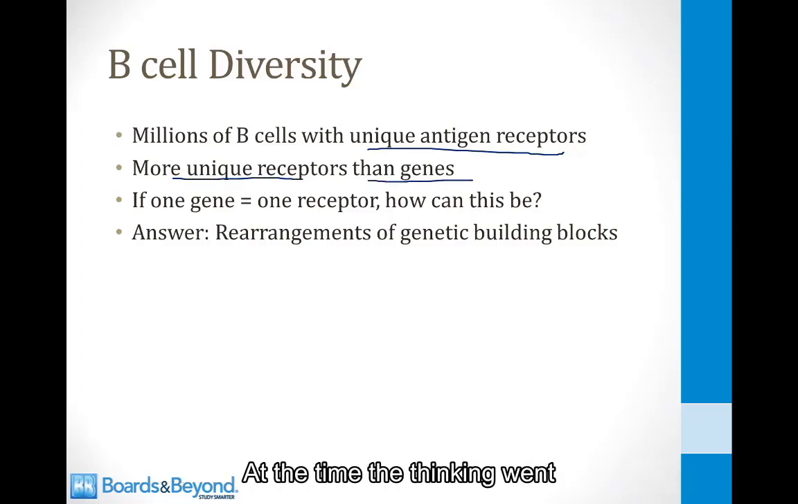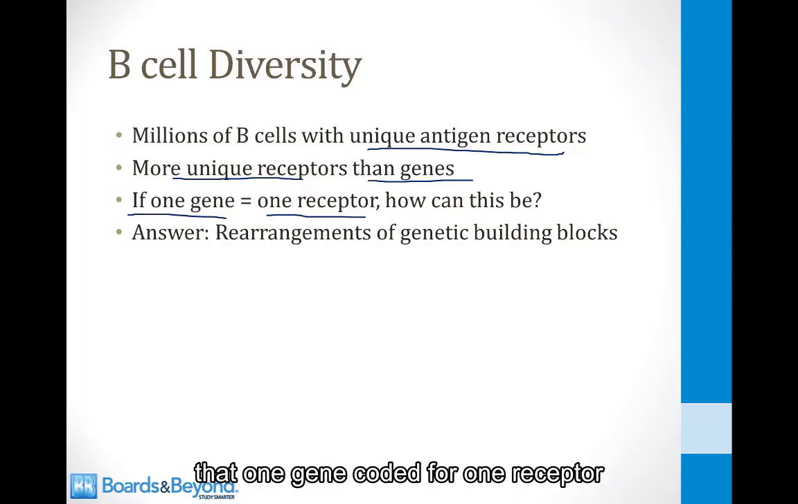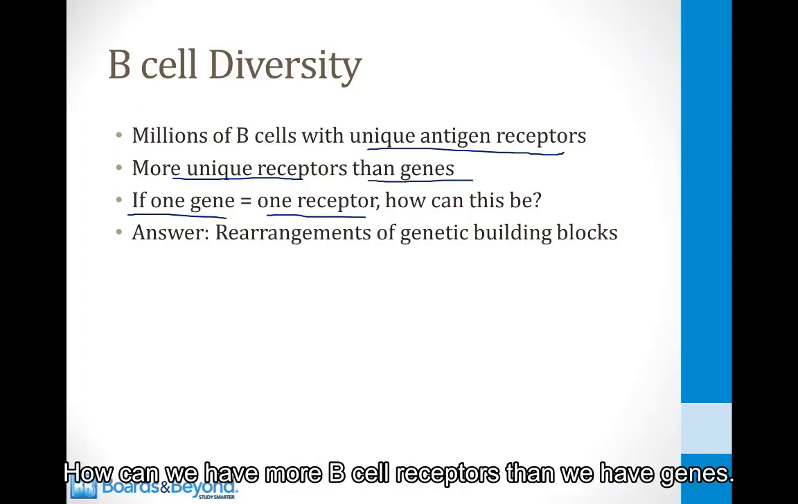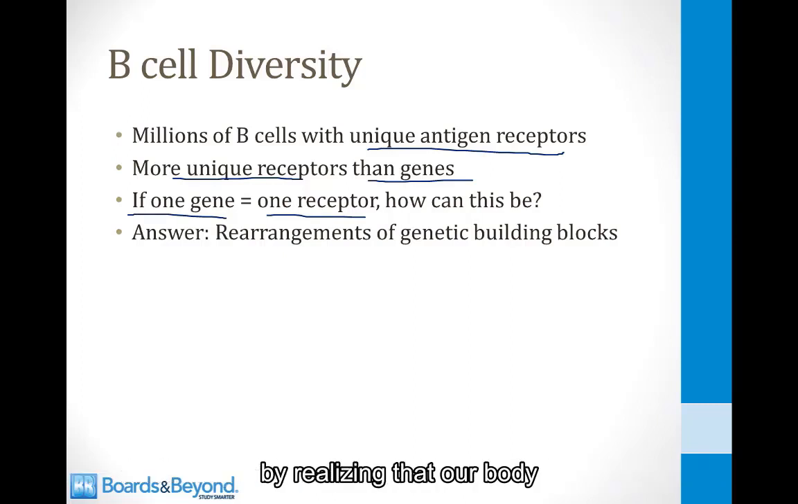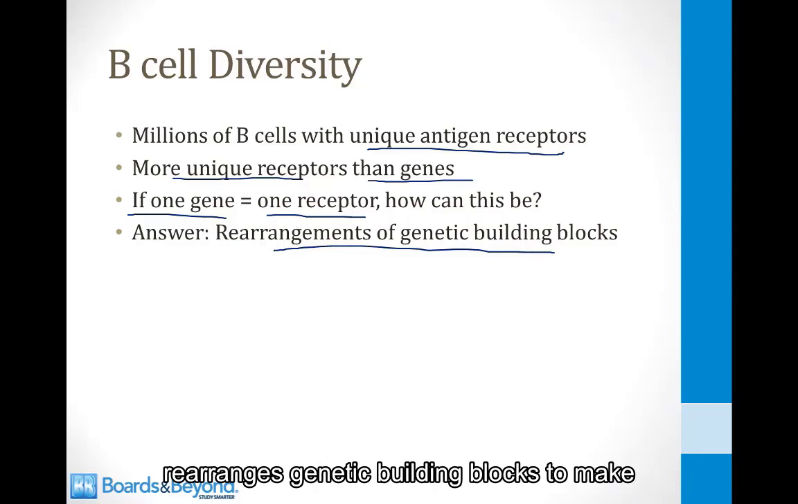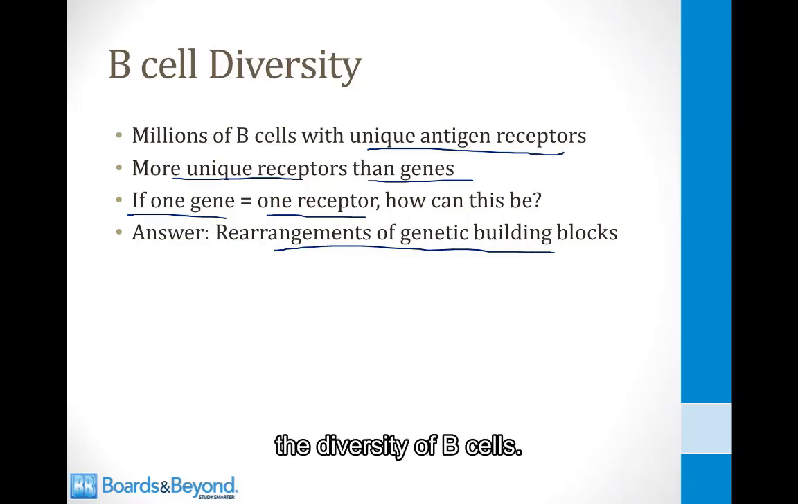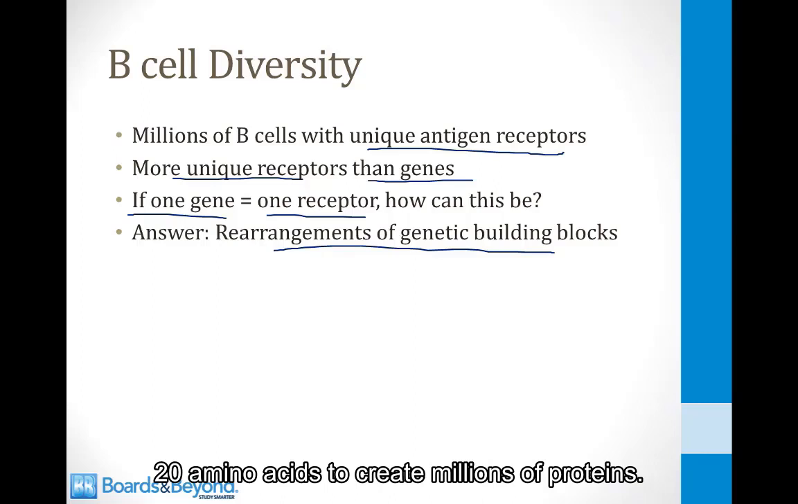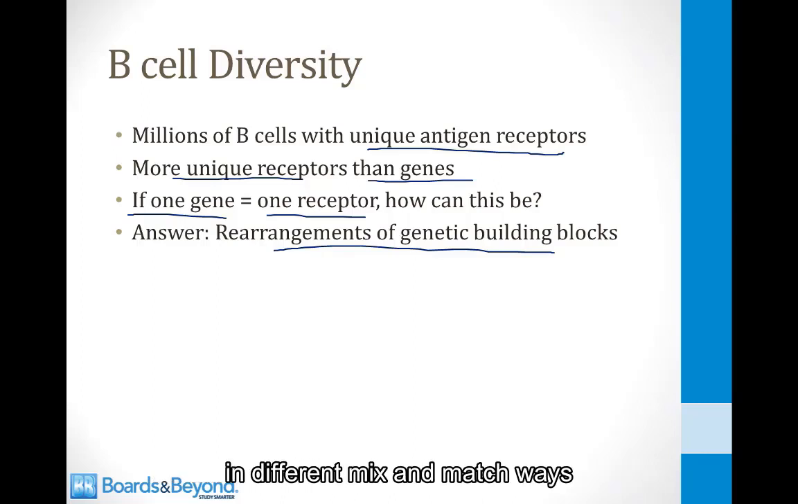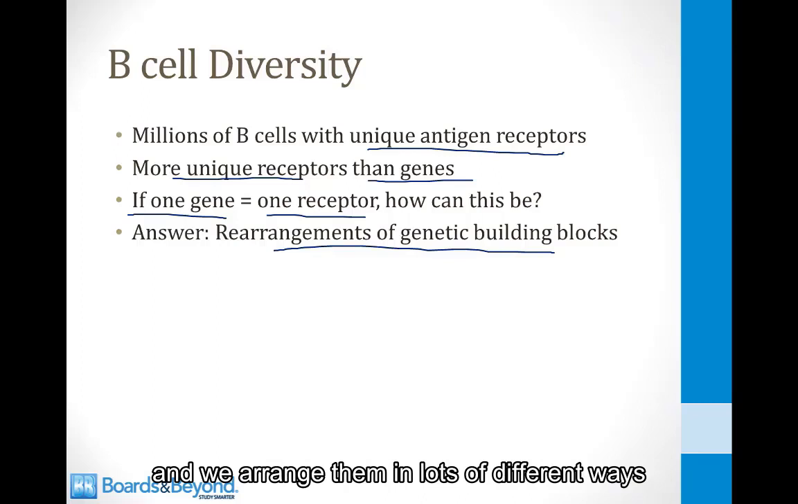At the time, the thinking went that one gene coded for one receptor. So how is this possible? How can we have more B cell receptors than we have genes? Well, this problem was solved several decades ago by realizing that our body rearranges genetic building blocks to make the diversity of B cells. This is very similar to the way that we use 20 amino acids to create millions of proteins. We assemble them in different mix and match ways to get lots and lots of proteins. The same is true for B cell receptors. We take a small number of genes and we arrange them in lots of different ways to get millions of different B cells.